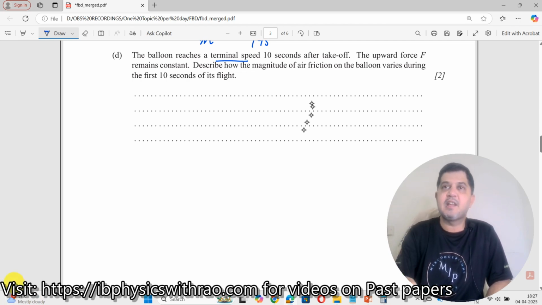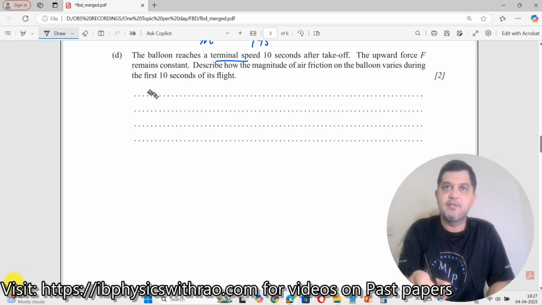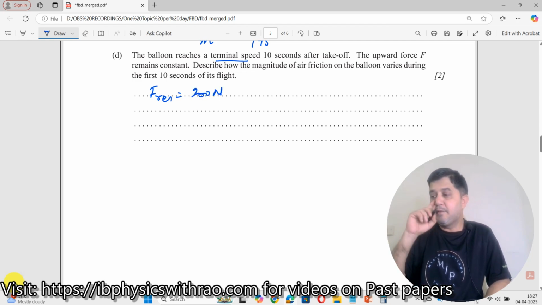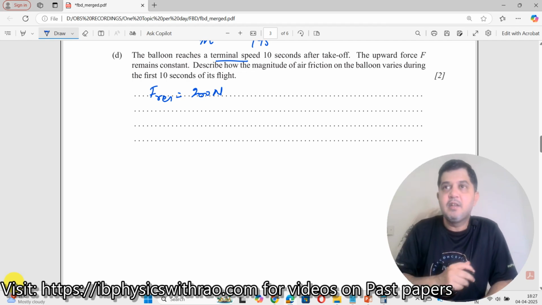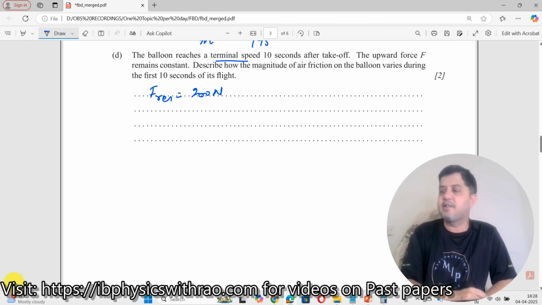The balloon reaches a terminal speed 10 seconds after takeoff. Initially, it is the same. So F resultant was seen to be 200 Newton, and then the value of a was found out. Now what does it ask? The upward force F remains constant. Describe how the magnitude of air friction on the balloon varies during the first 10 seconds of its flight.